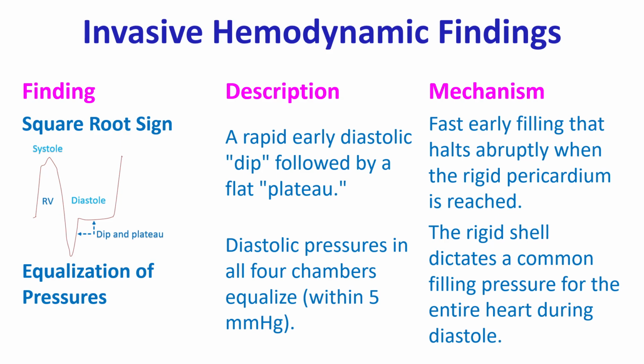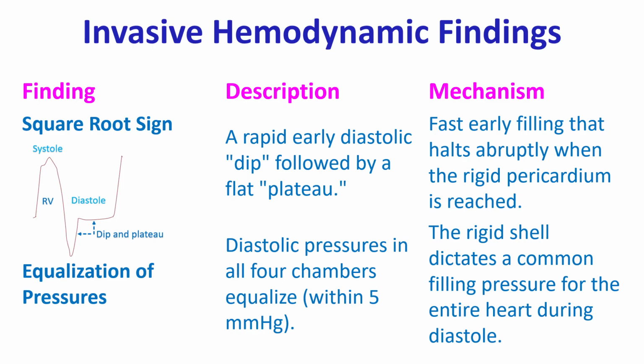Cardiac catheterization remains a definitive method for identifying the specific constrictive profile. Square root sign: a rapid early diastolic dip followed by a flat plateau. Mechanism: fast early filling that halts abruptly when the rigid pericardium is reached.